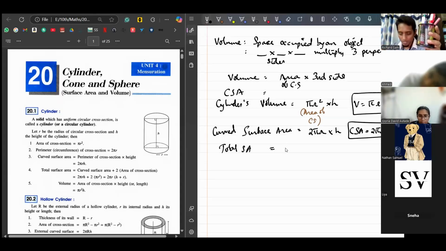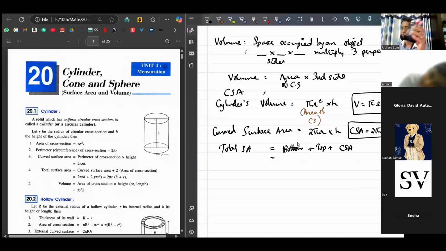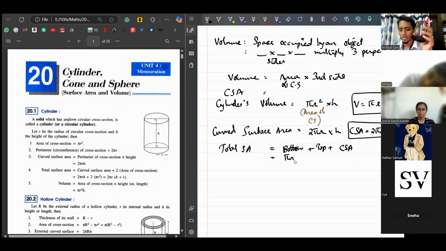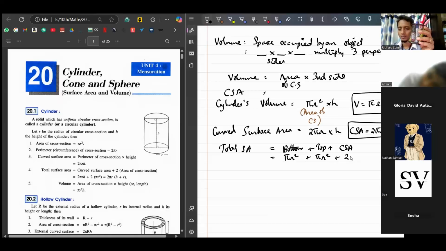Okay. Let me just write it like this. Bottom circle plus the top circle plus the curved surface area. So the bottom circle's area is what? Pi r square. Plus the top circle? Pi r square. Plus the curved surface area? 2 pi r h. You add all these three, you will get the total surface area.